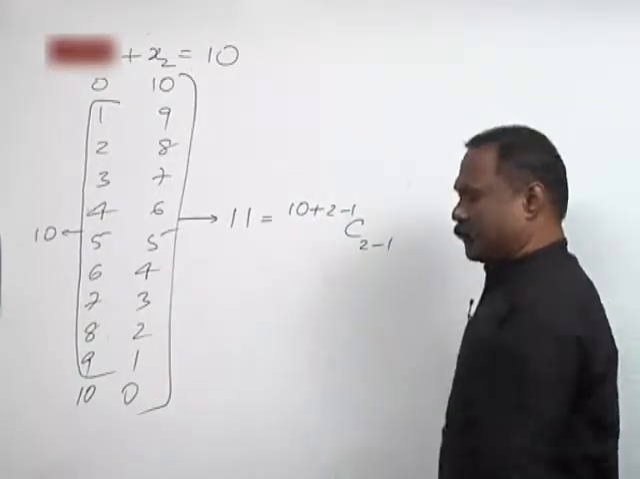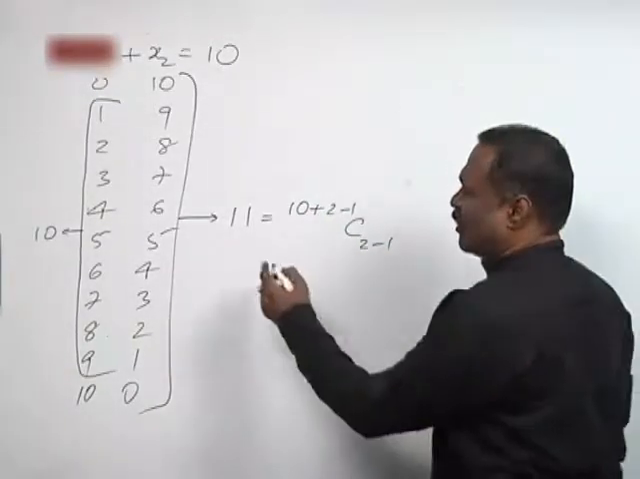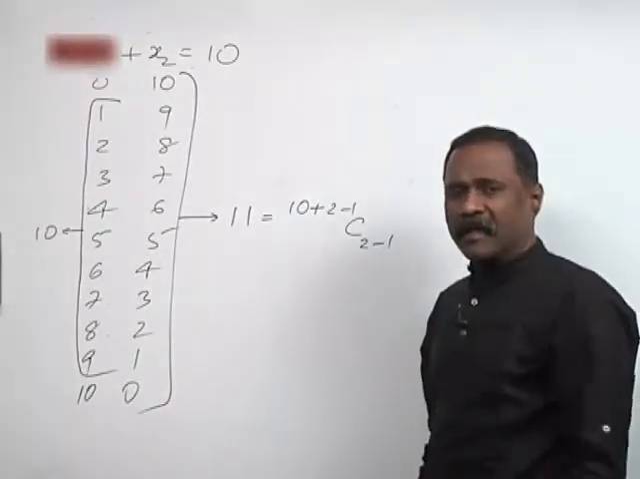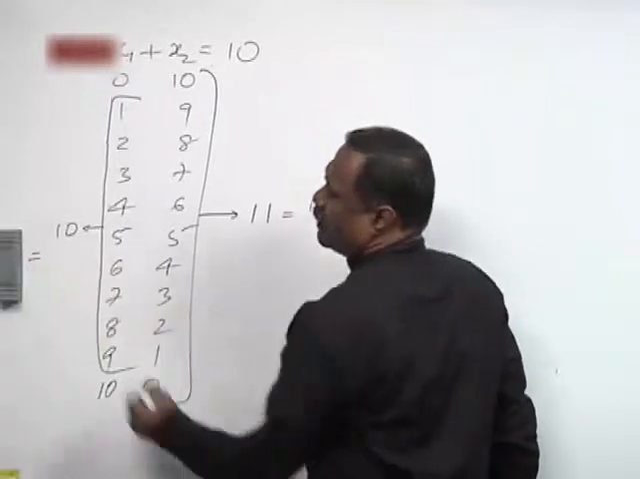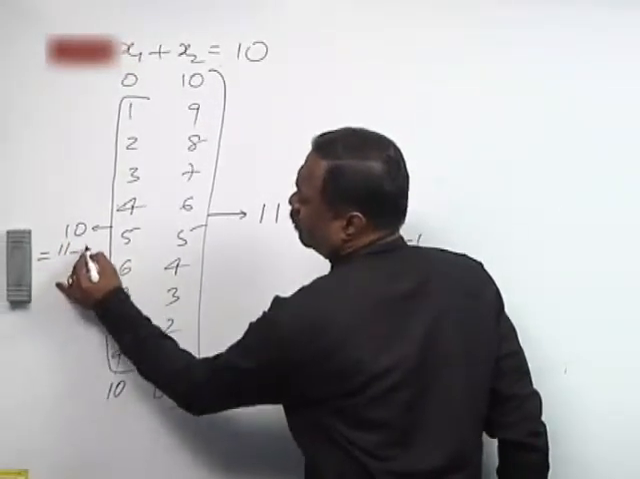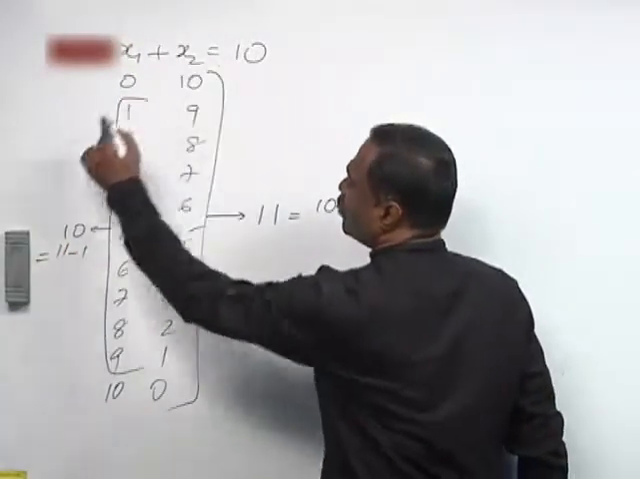C 2 minus 1. Then how do you write this, sir? How do we understand this? I'll explain it. Just wait. And this is 10. 10 can be written like this: 11 minus 1.